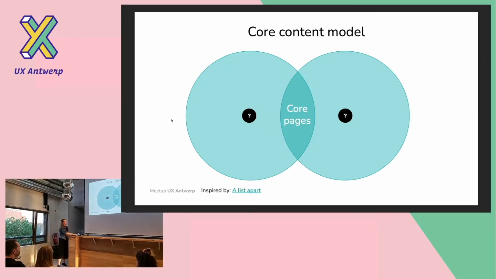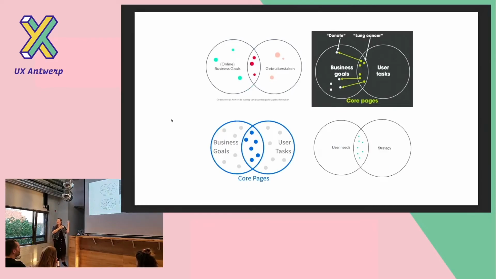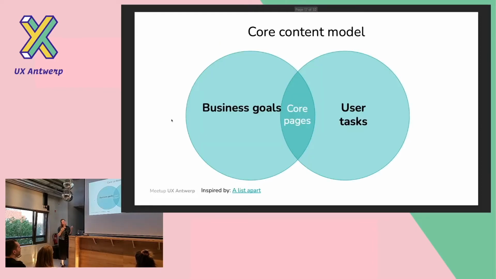You don't find this back if you start Googling. You don't find it back very often, so it's not so well known. But indeed, it's about business goals or business needs and user tasks or user needs. These two are the left and the right of the core pages, of the core content of your concept, of your design.